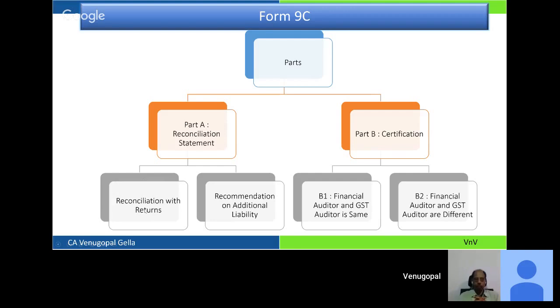And part A is a reconciliation of all the aspects which I have mentioned in the earlier slide about audit. Finally, the auditor would give a recommendation of the additional liability based on his observations. In part B, the auditor would choose if the GST auditor and the financial auditor is the same. Like a 3CA, they would be using the certificate format in B1. If the auditor is different, like a 3CB report, then there is a different certificate one would be issuing.